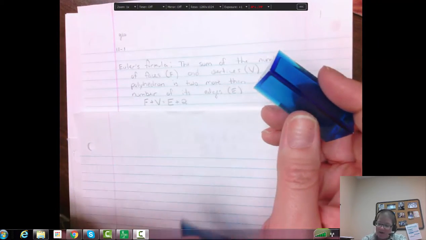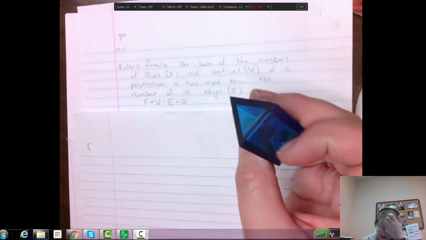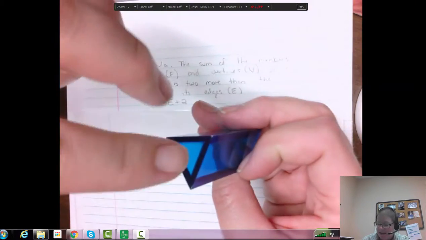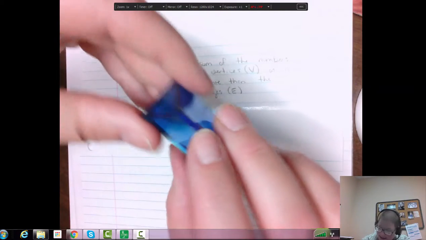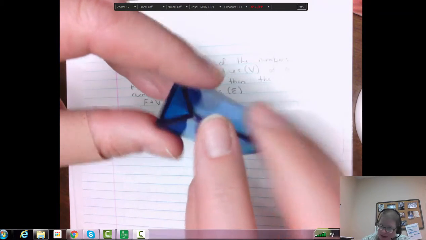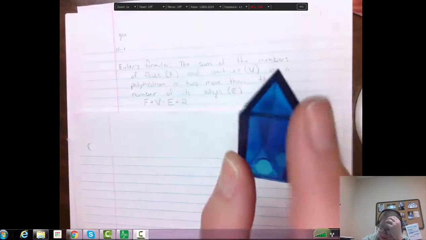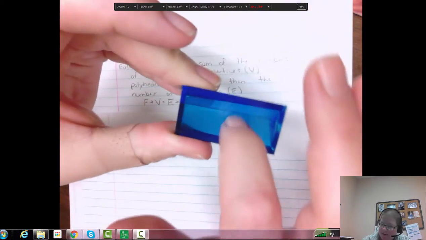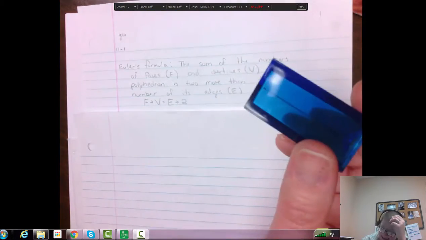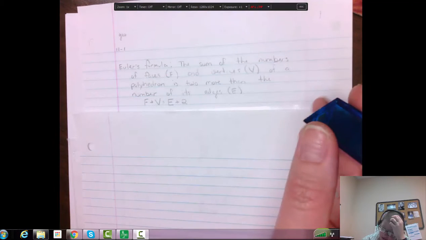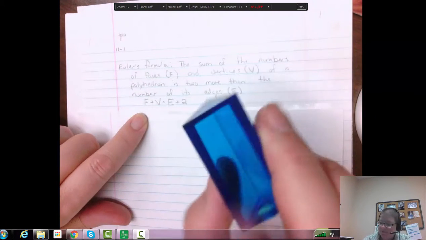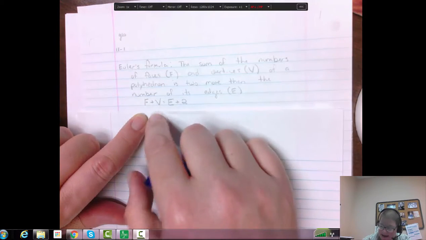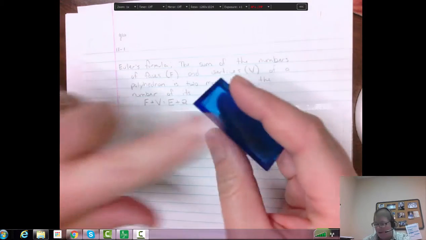A cone can't be a polyhedron because it doesn't have pointy edges. The edges they're referring to are here, and the vertices are the corners. The edges are all the little straight spots, vertices are the corners, and the faces are the flat pieces. So when it says the number of faces and vertices of the polyhedron is 2 more than the number of its edges, you add the faces and the vertices up and it equals the edges plus 2.